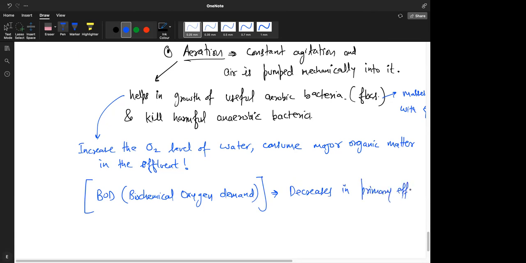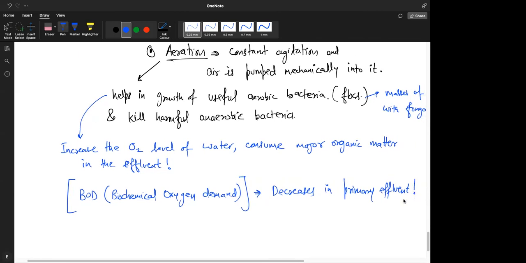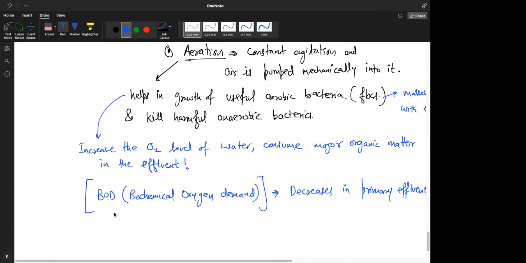Now, if it is decreasing, can I say that this water is getting treated and is less polluted now? Yes or no? Can I say that a water with low BOD is less polluted, and the water with high BOD is more polluted?